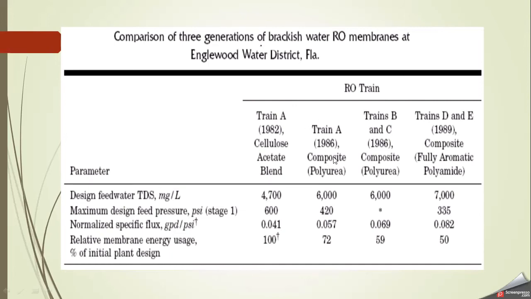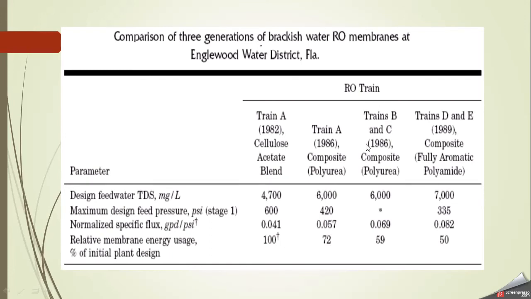Now the same train A in 1986: a composite polyurea type membrane is used, and this membrane has replaced the earlier one. Now its design feed water TDS is 6000, increased, maximum design feed pressure 420, so it can operate at less pressure, and max normalized flux per psi 0.057, so you can get more water as compared to this one, and the energy consumption is 72. So if we use 100 kilowatt hour, then it is 72, or 100%, and this is 72% of this.